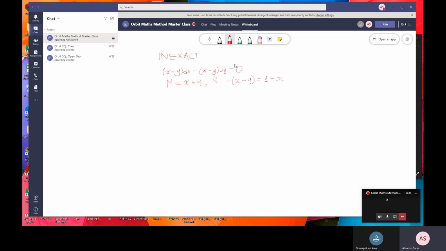All right. To show whether it is exact, you differentiate M with respect to y. Let's see whether it is exact. So My is equal to 1 and Nx is equal to minus 1. Now, they are not the same. So how can you make this guy exact?